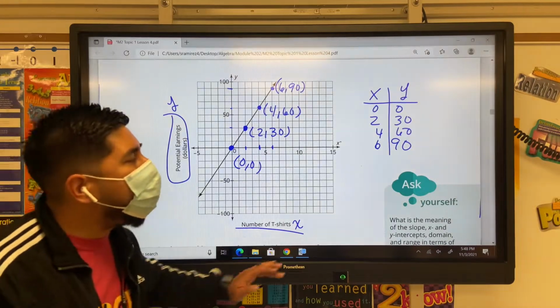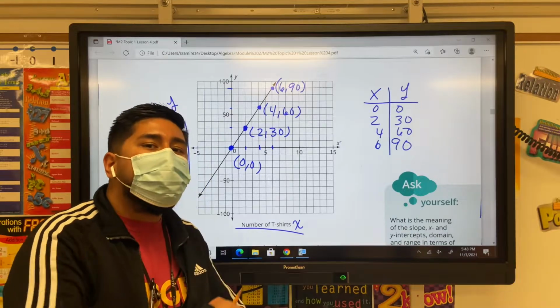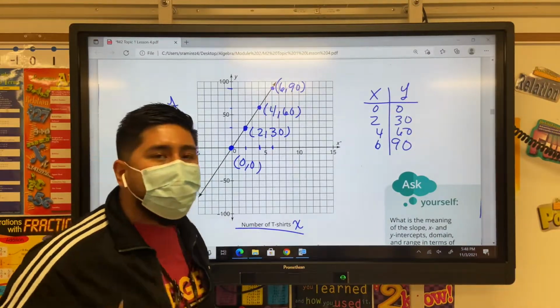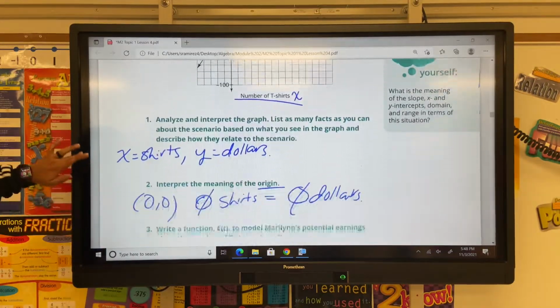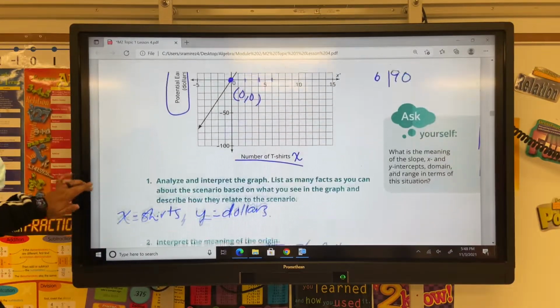To write this function, of course, table, stat, edit. Table, stat, edit. Table, stat, edit, ladies and gentlemen. Sorry, I'm getting excited.